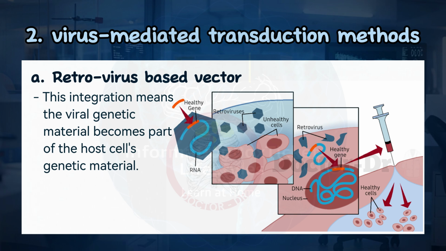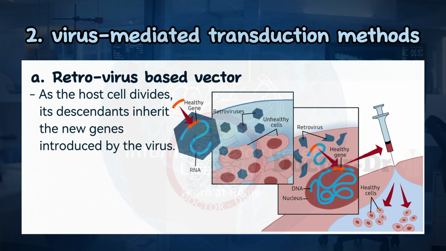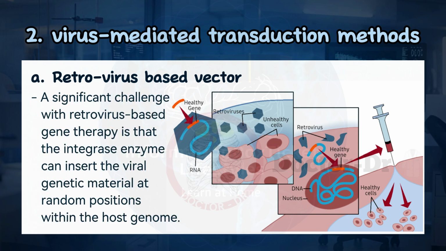This integration means the viral genetic material becomes part of the host cell's genetic material. As the host cell divides, its descendants inherit the new genes introduced by the virus. A significant challenge with retrovirus-based gene therapy is that the integrase enzyme can insert the viral genetic material at random positions within the host genome.